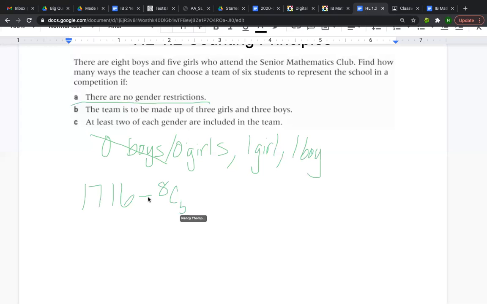8C5, 5C1. So that's the time where there's 1 girl, the time where there are no girls, and the time where there is 1 boy. Oh, that should be 5C5. So then what you end up getting should be the same answer of 1440.